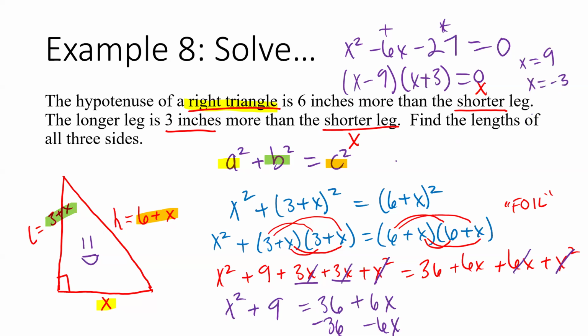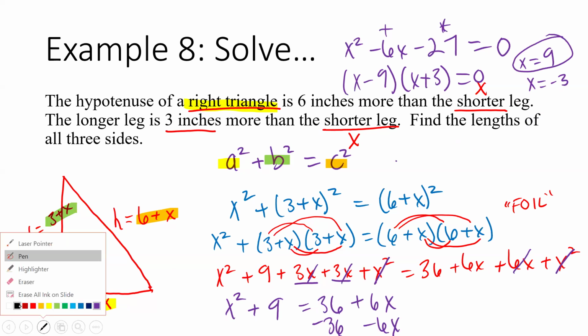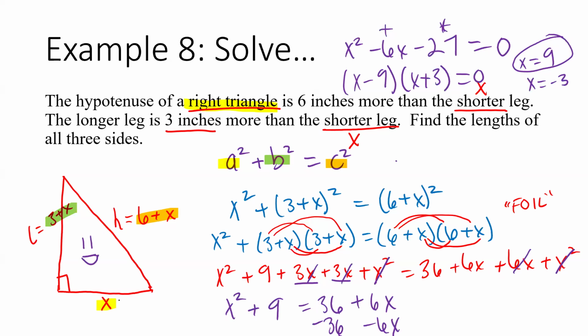Well, can you have a negative measurement? No. So that means our short leg is how long? 9 inches. So if the short leg is 9, what does that make the hypotenuse? 6 plus 9, which is 15 inches. And then 9 plus 3 is 12 inches. So that's what the three sides of the triangle would have been.